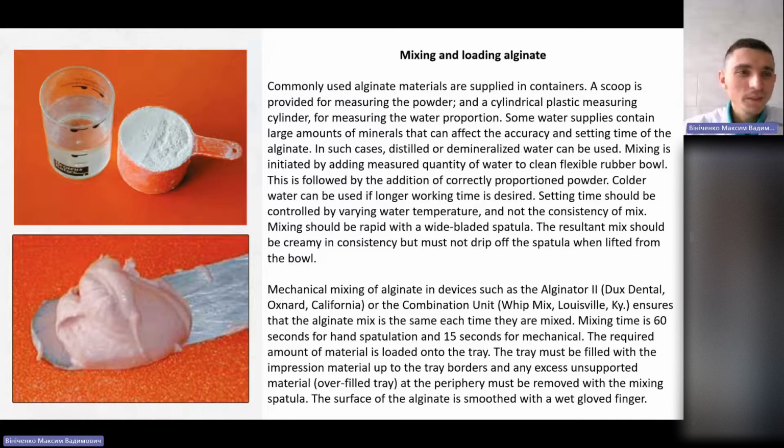As you could see from this slide, they use the special scoop and this measuring cylinder. But if we work clinically, it is not always the case that these components come with the alginate. For example, I buy the alginate, but they couldn't give me this scoop and this cylinder because they don't have them. So we need to buy them separately.